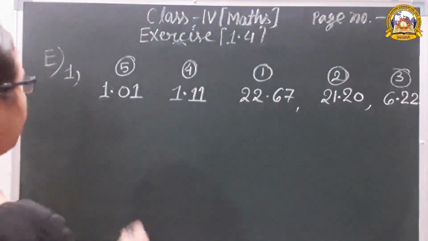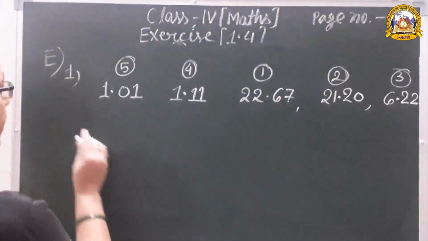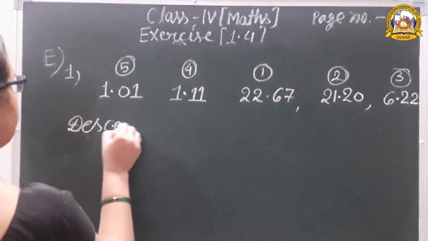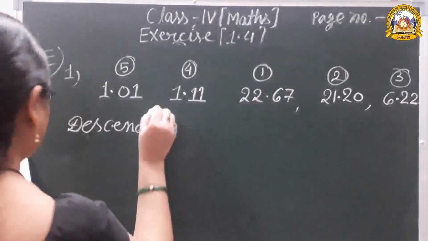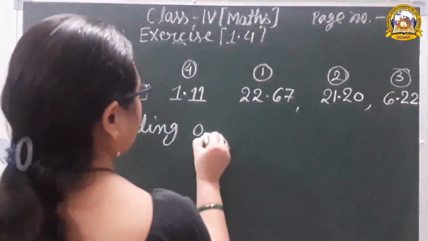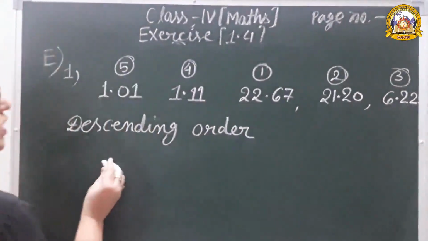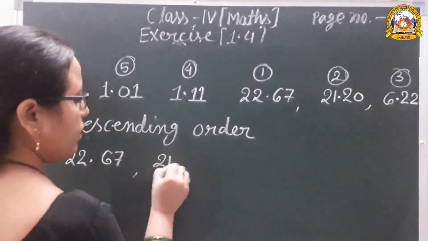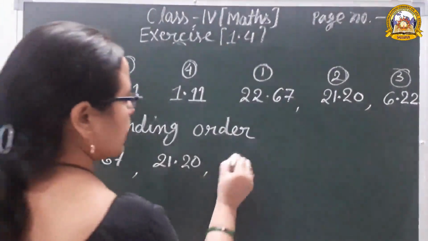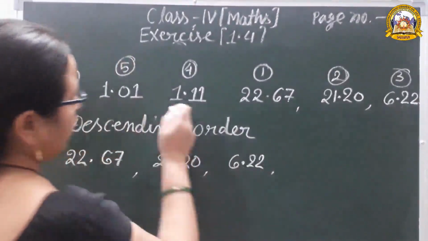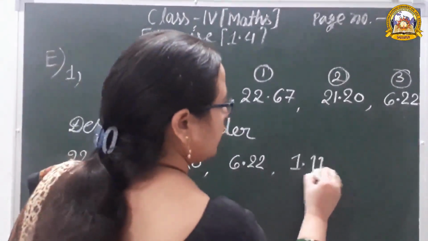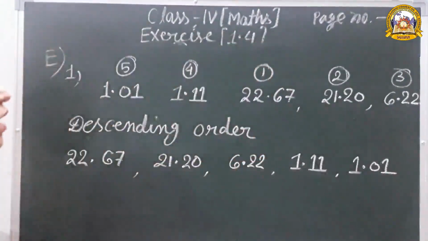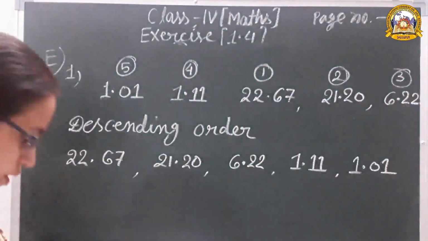Okay, so arrange them in descending order. First 22.67, then 21.20, 6.22, 1.11 and 1.01. This is the descending order of the decimal numbers.